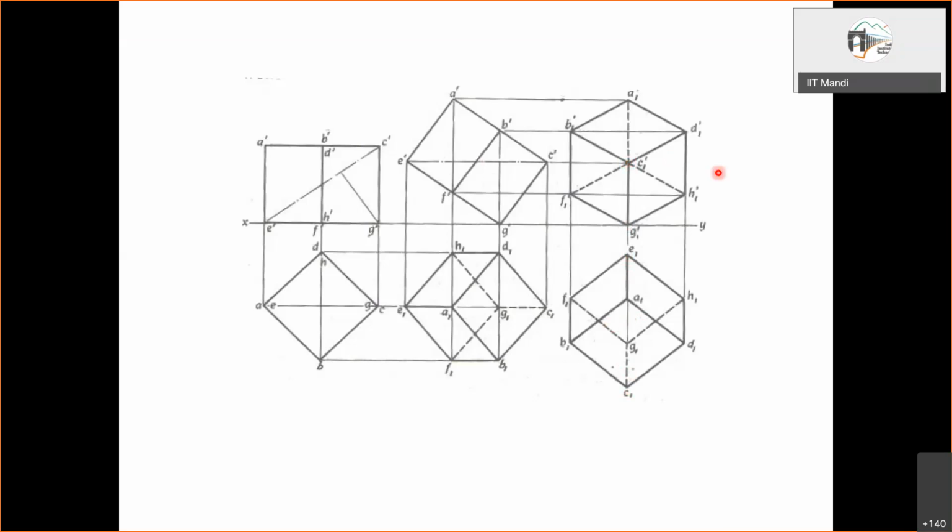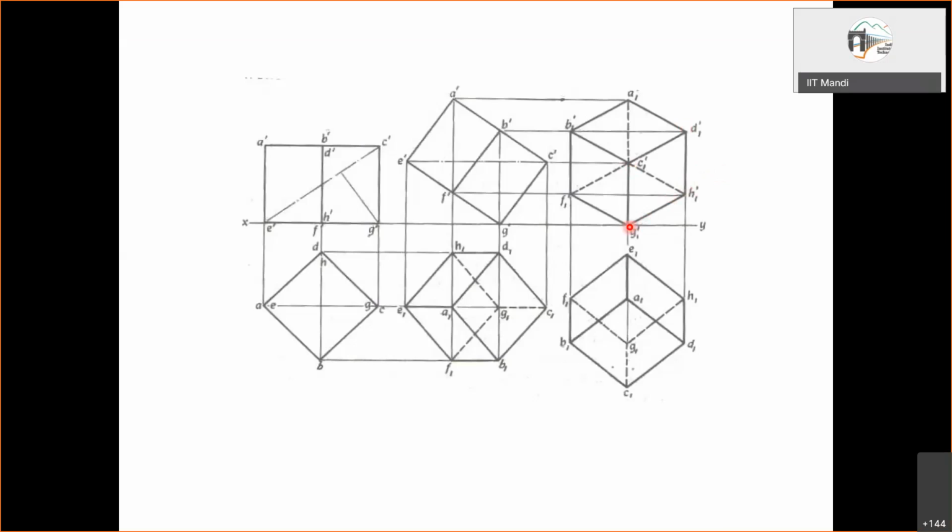So this is the final position for this cube, which is achieved like this. If we consider this final front view, in particular we are concerned with the front view. So what do we observe? In this front view we have one face that is marked by C, D, H and G.